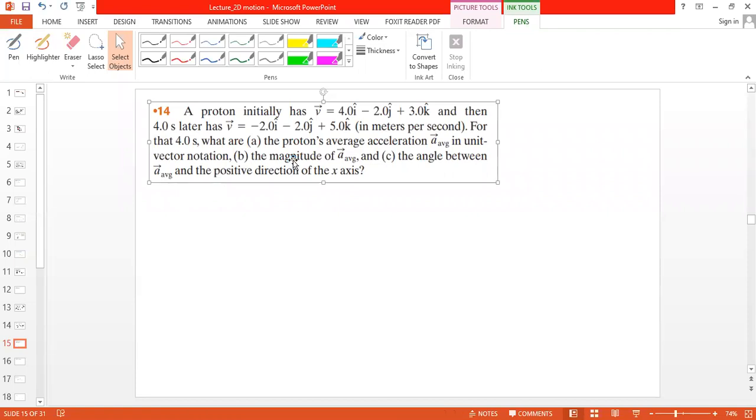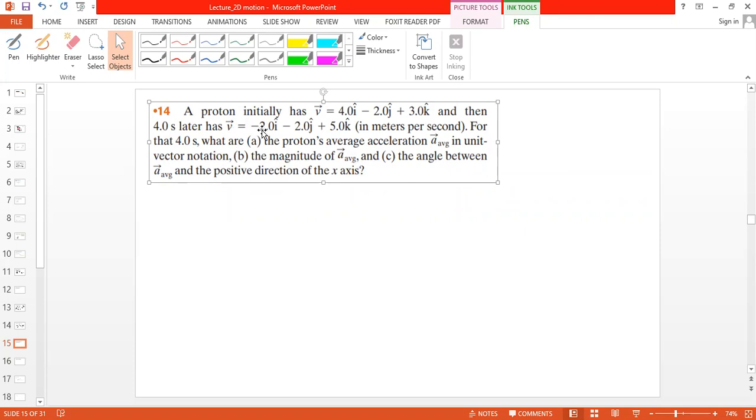A proton. Okay. A proton initially has velocity 4i minus 2j plus 3k, and then 4 seconds later its velocity is minus 2i minus 2j plus 5k. Find out for 4 seconds what are the proton's average acceleration in unit vector notation, and the magnitude of average acceleration, and the position and the positive direction of x-axis.